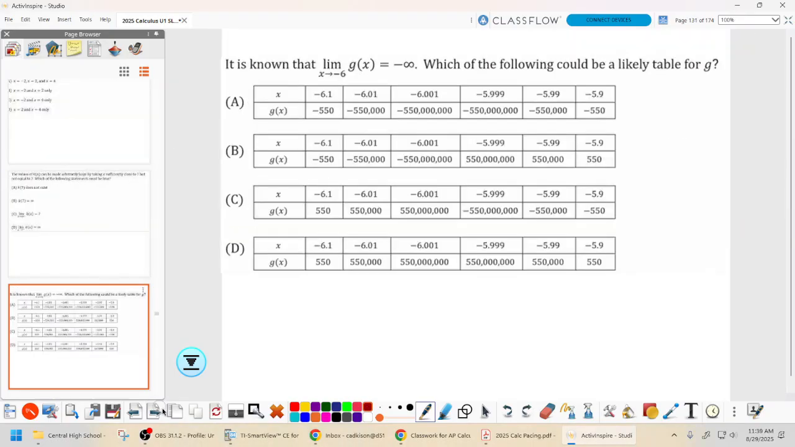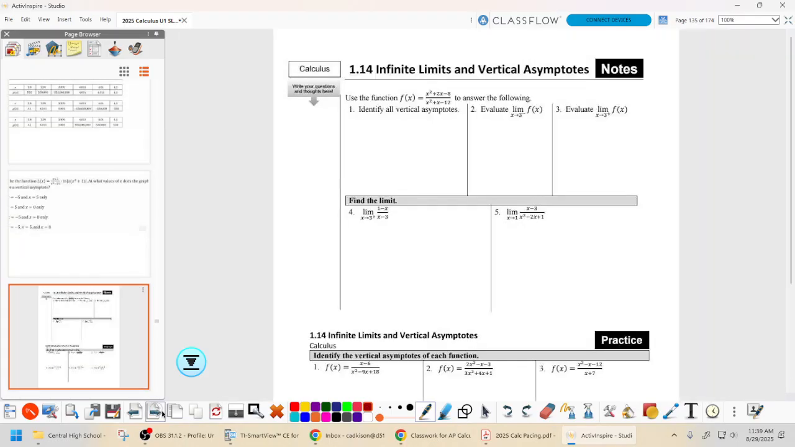Here's what this is going to look like. Let's get to that packet. We'll come back to these. Am I hitting the right button? There we go.